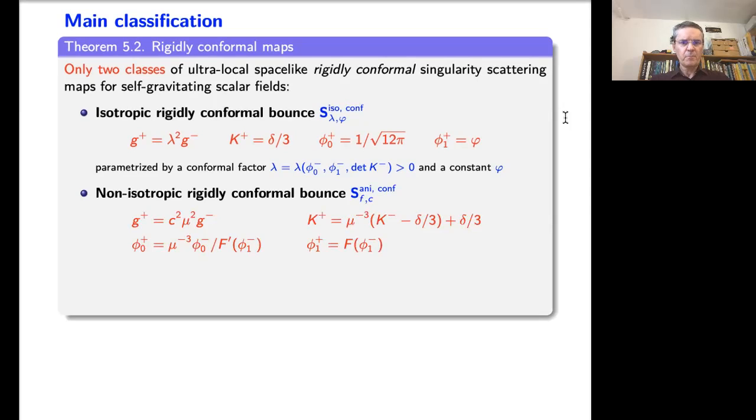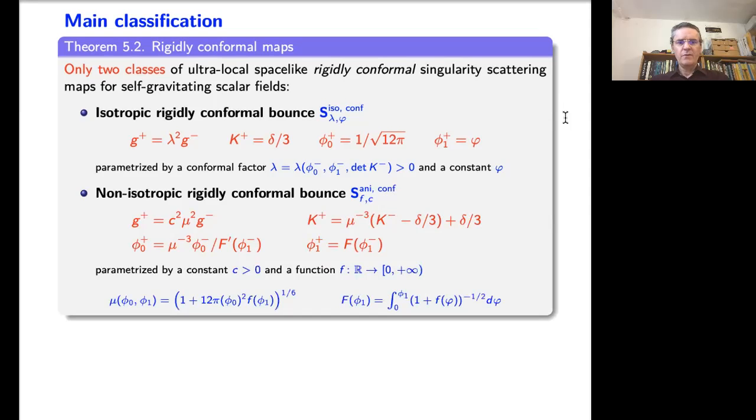Okay, the second class is something we call non-isotropic rigidly conformal maps. It's more involved. So you can look at the formula and see that now you again prescribe the metric, K plus, phi 0 plus, phi 1 plus by a certain formula. So these formulas maybe are not as simple as before, but still they are parameterized by very few information, I would say.